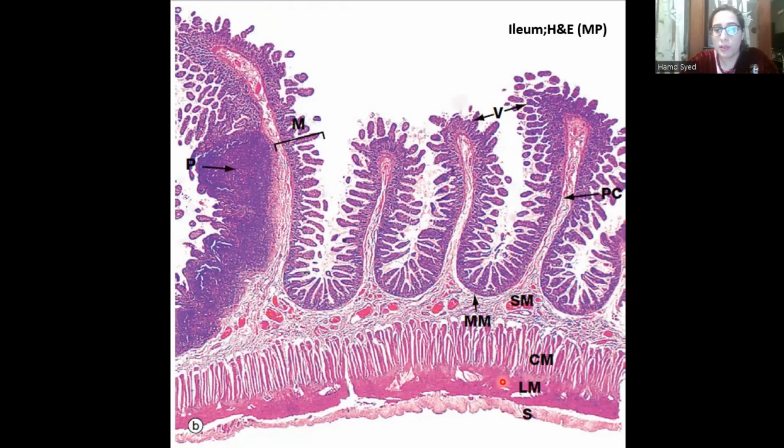And then comes the muscularis externa, which in the small intestine consists of a characteristic inner circular smooth muscle layer and an outer longitudinal smooth muscle layer. And external to that is the serosa, and the serosa is the mesothelium, which is a layer of flattened or squamous cells, and they are supported by delicate connective tissue fibers.